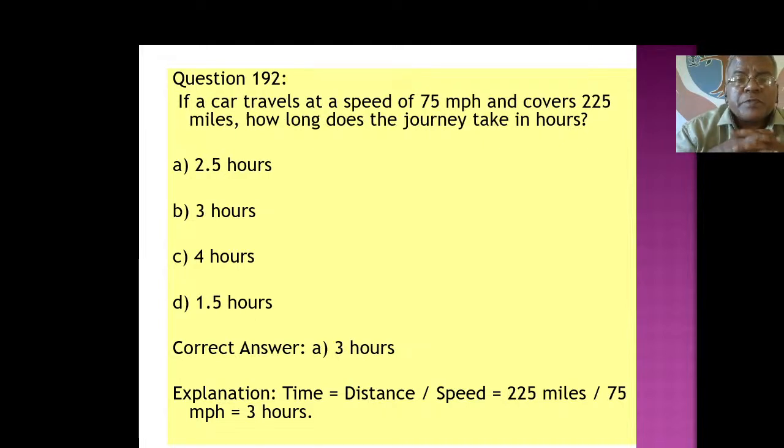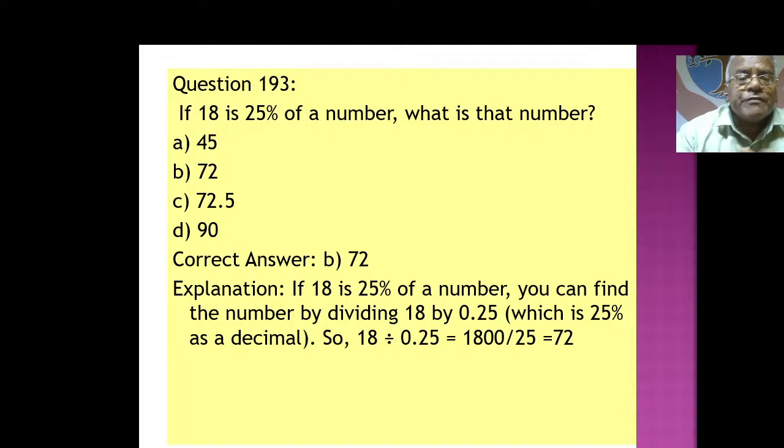If a car travels at a speed of 75 mph and covers 225 miles, how long does the journey take in hours? Time is equal to distance by speed. 225 by 75, that is 3 hours. Use the formula, you will get the answer. If 18 is 25% of a number, what is that number? If 18 is 25% of a number, you can find the number by dividing 18 by 0.25. 25% can be written as 0.25, that we know, as a decimal.